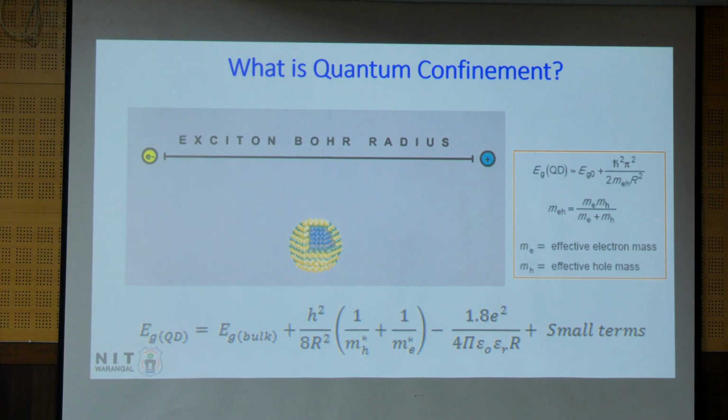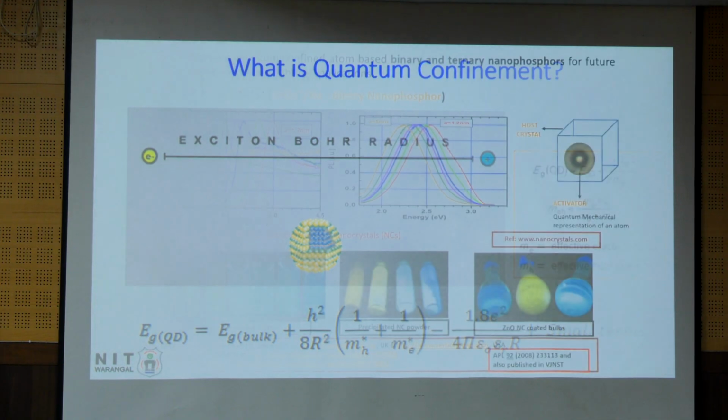In nanotechnology, long back in 2008 or so, it was published in the journal IOP Nanotechnology. Confinement effects in ZnO quantum dots, that's the title of the paper. In that one, strong, medium, and weak confinements of zinc oxide particles have been very clearly established. There you can find out.